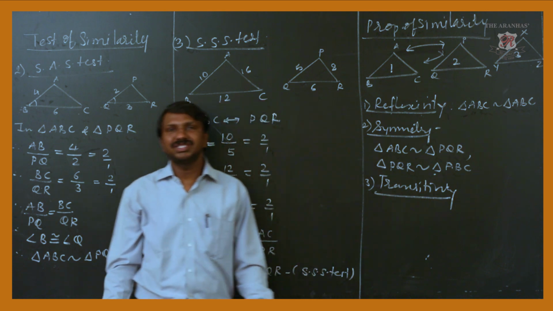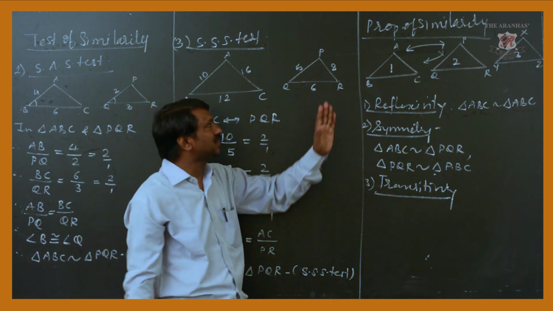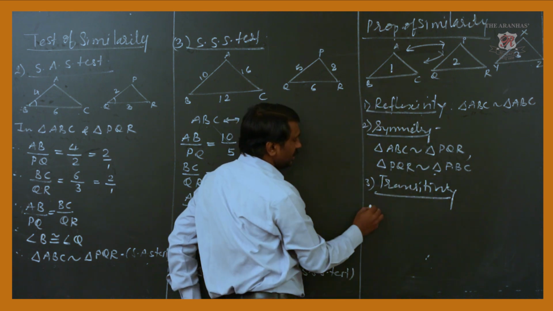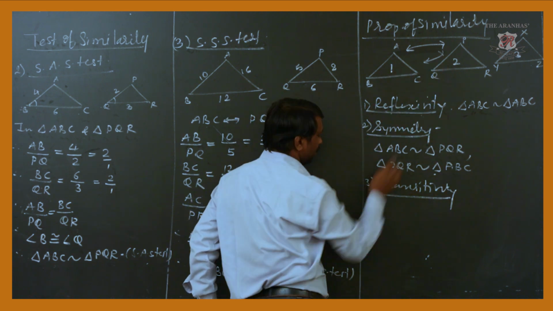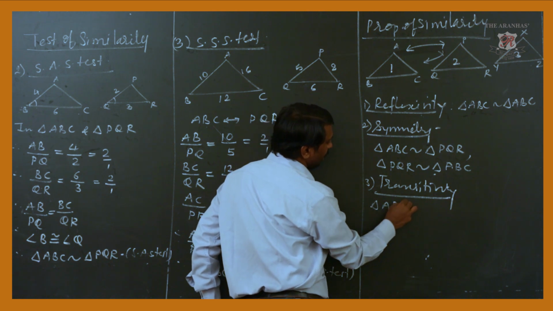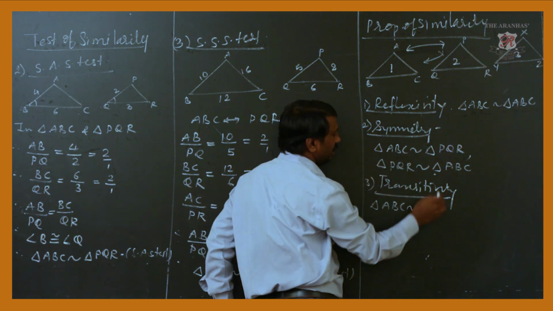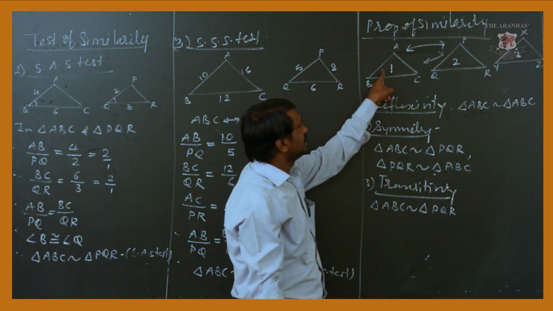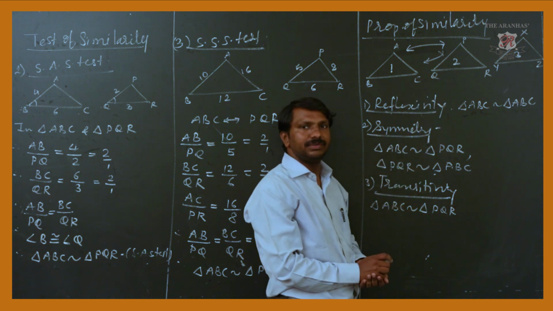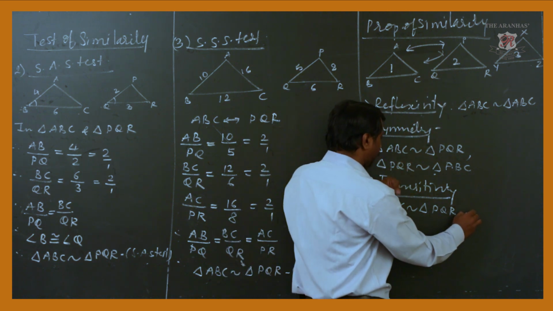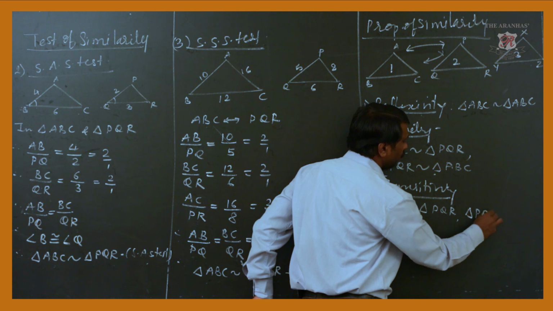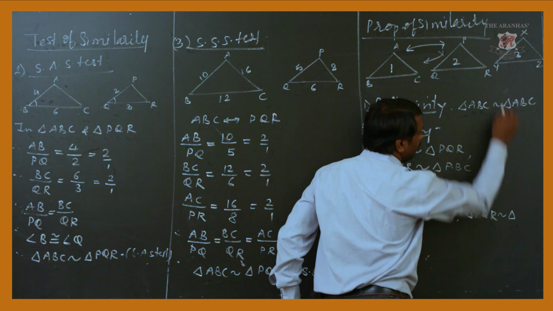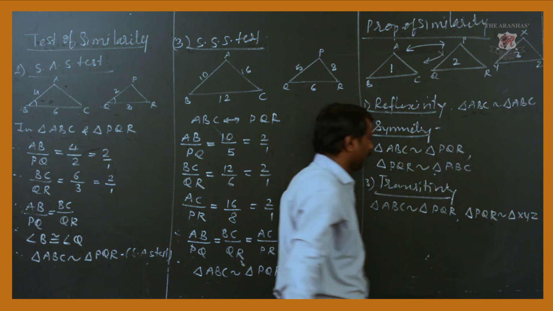Third property, transitivity. Transitivity means comparison of three triangles. How is it? Let's see. Suppose the first triangle is similar to the second. You will write triangle ABC, which is similar to triangle PQR. But triangle PQR, the second triangle, is similar to triangle XYZ.